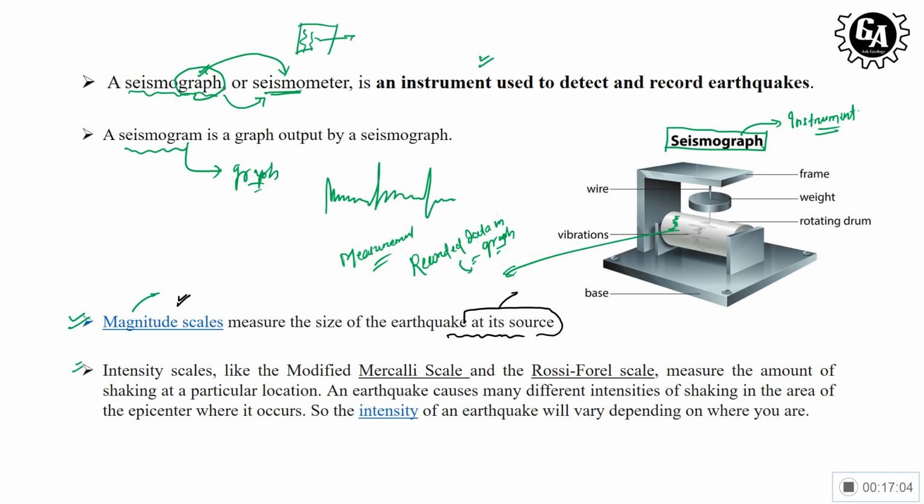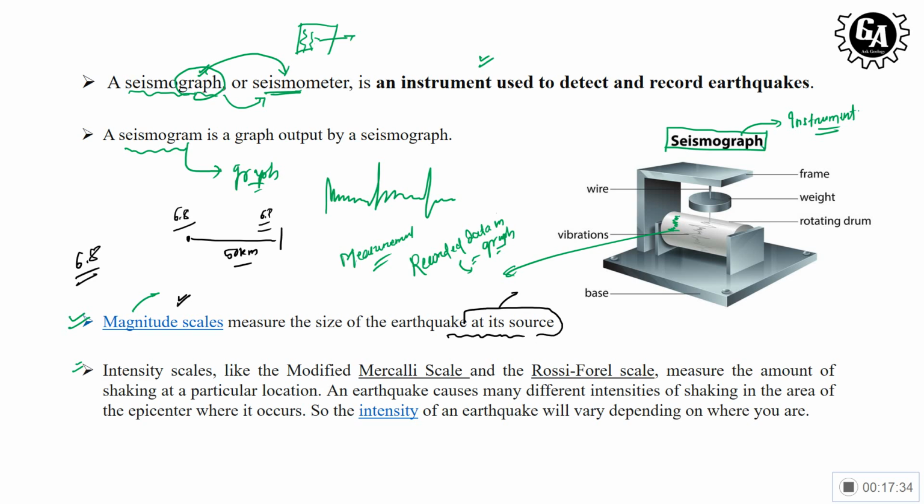If it is a 6.8 magnitude earthquake at this point, and at another point around 50 km away, the magnitude will be the same. It is 6.8 here, also 6.8. Magnitude will remain the same, but the intensity will change. Intensity is the measure or the amount of shaking at a particular location, how much it is shaking.